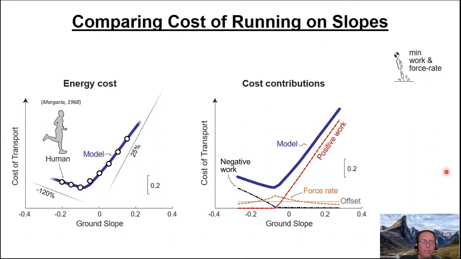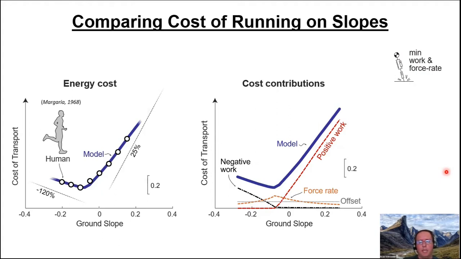But one of the more interesting pieces to this is the transition between the two asymptotes, which is a relatively smooth transition that can't just be determined through this idea of doing work to balance out that of gravity. And it's really because of this force rate cost that kind of helps manifest this transition.